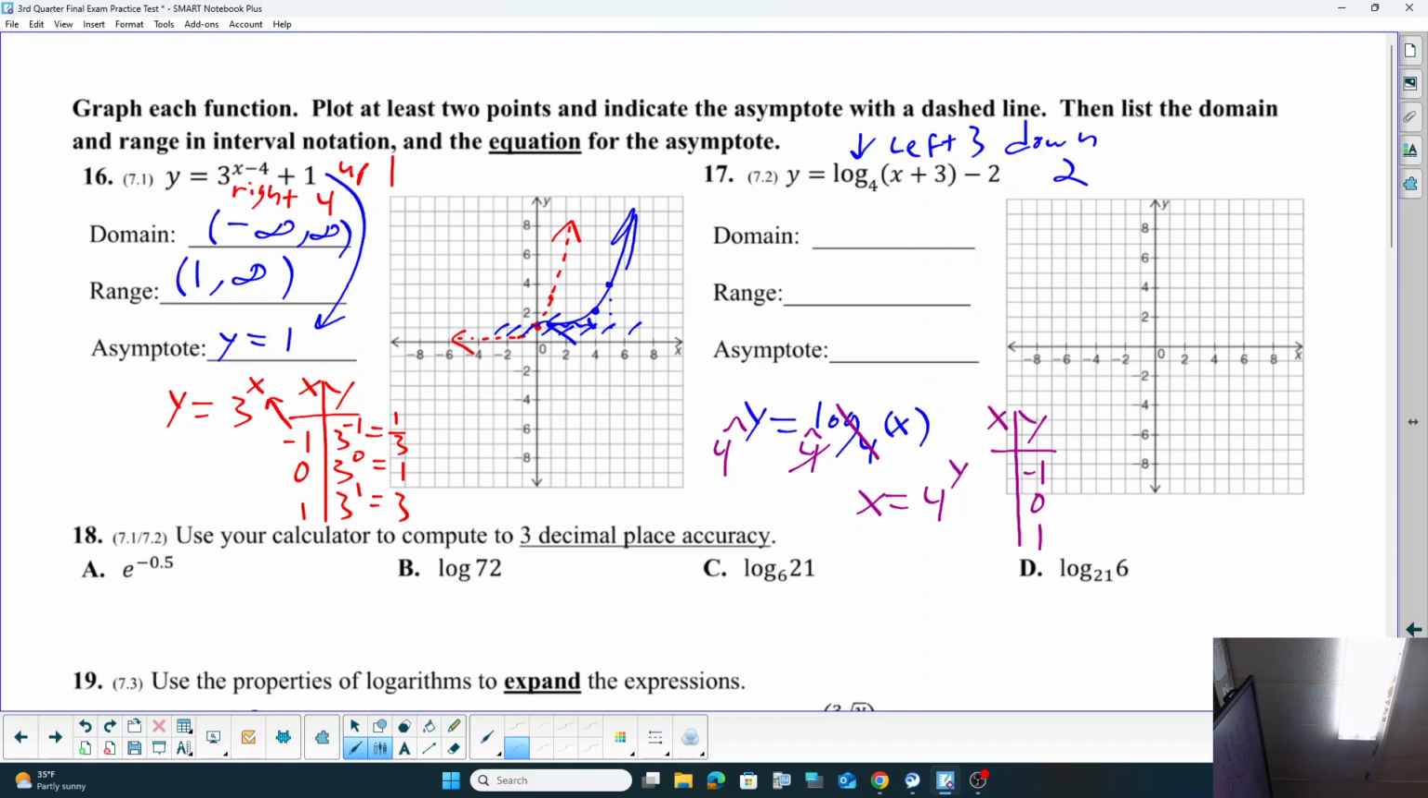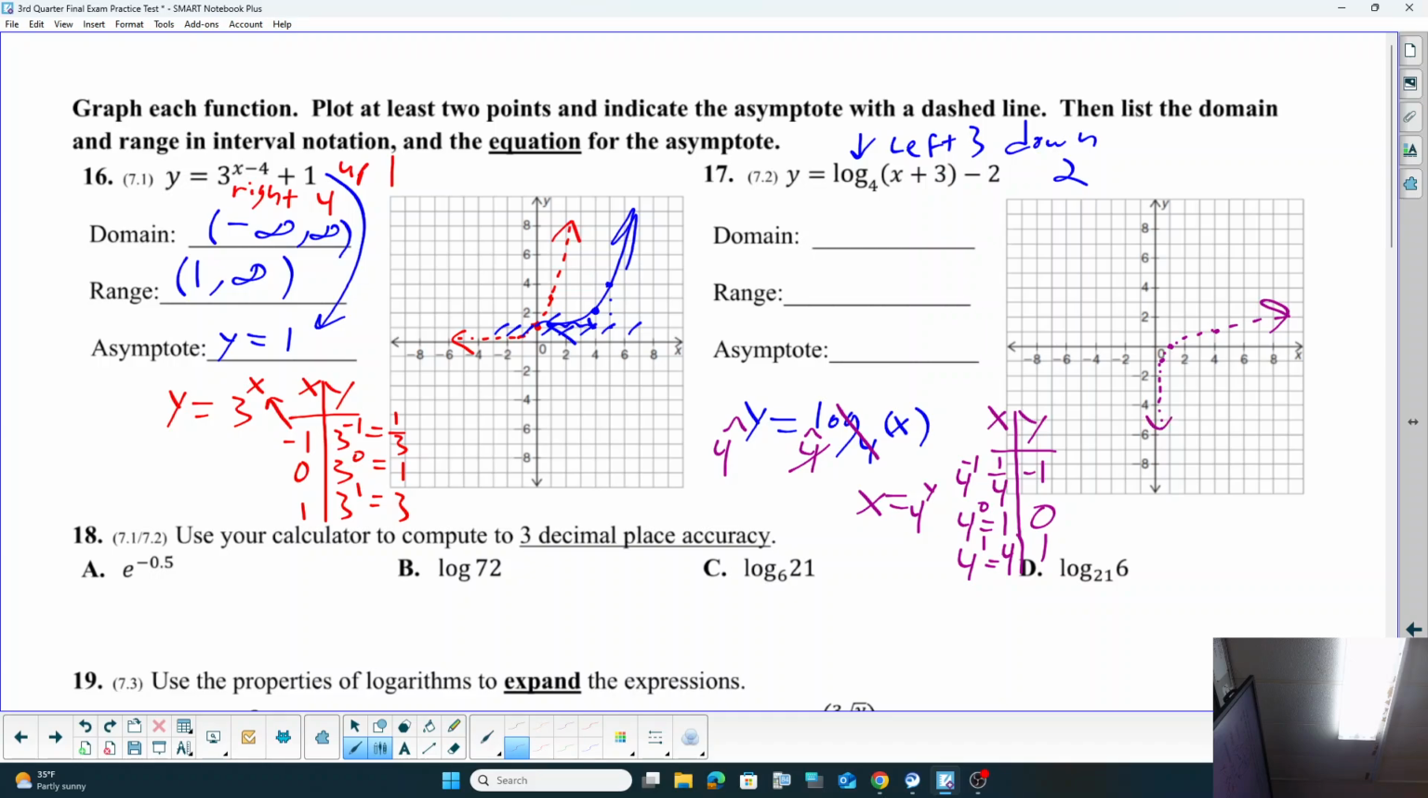So now we're going to plug those in. So it's going to be 4 to the -1 power now. So 4 to the -1 is 1/4. 4 to the 0 power is 1. And then 4 to the 1 power is 4. So over 4 up 1. 1, 0. And then over 1/4 down 1. And there's our parent function.